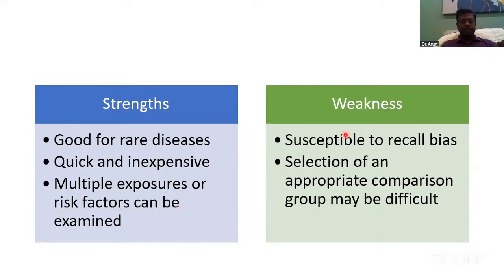Weakness: susceptible to recall bias. Because you are going from already having the disease to the exposure, the person may not recall accurately based on your pro forma or questionnaire. For a few questions, they may not answer correctly. Selection of an appropriate comparison group may be difficult. So this is about analytical studies.